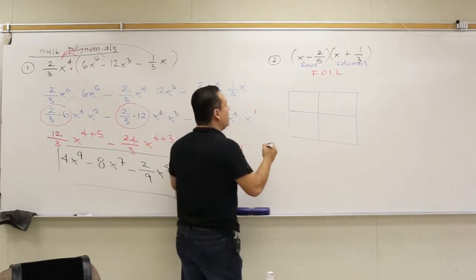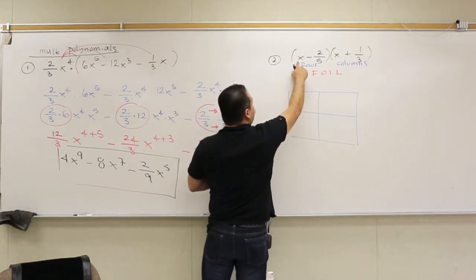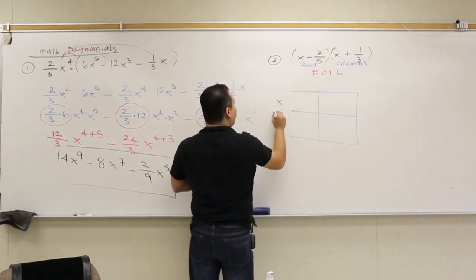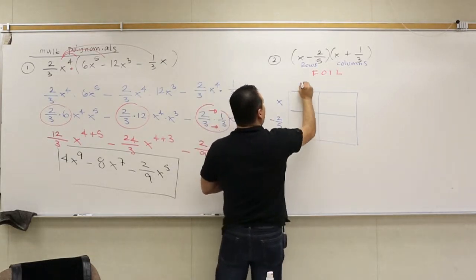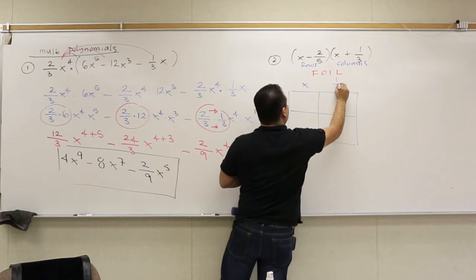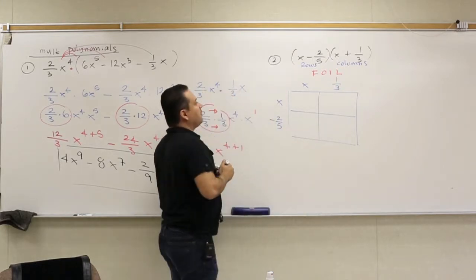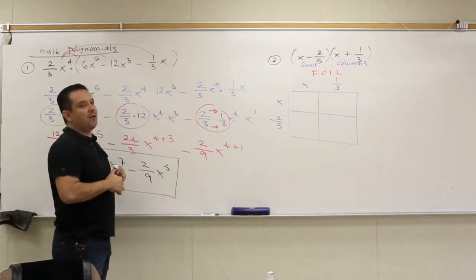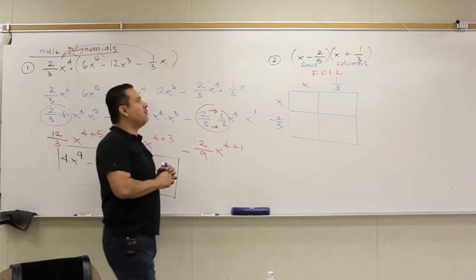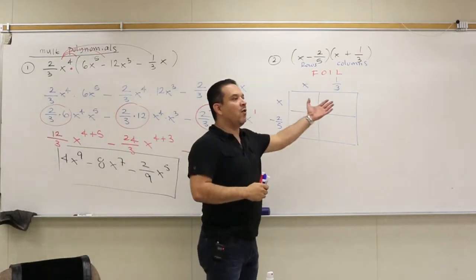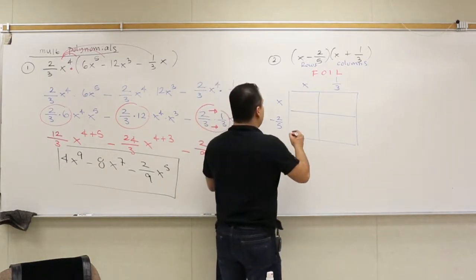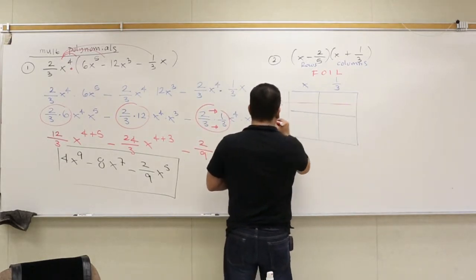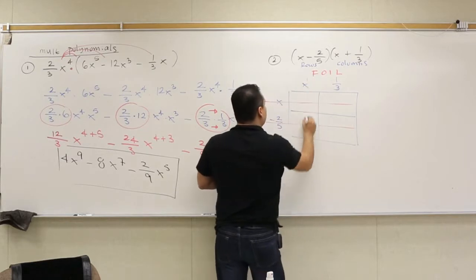So remember, I have two terms. I have an x term, and I have a what? Negative 2/5. These are my rows. I have an x term, and I have a what? 1/3. These are my columns. So yesterday, what did you guys do with this? You multiplied your rows with your columns, right? Is that true? Anybody here yesterday? Yes. All right.